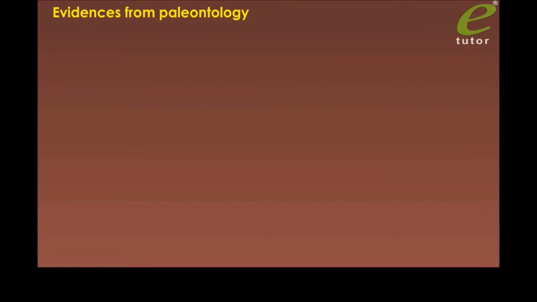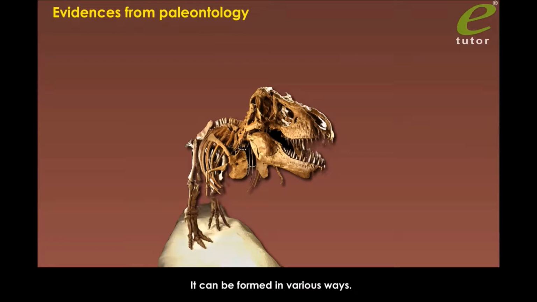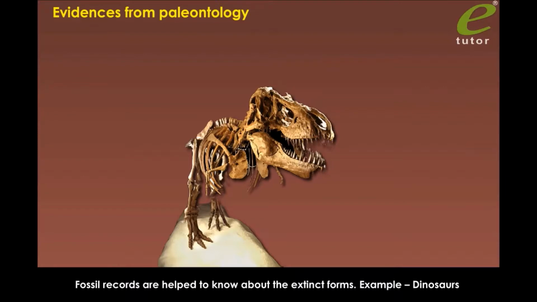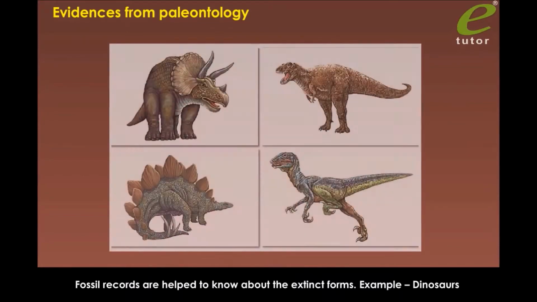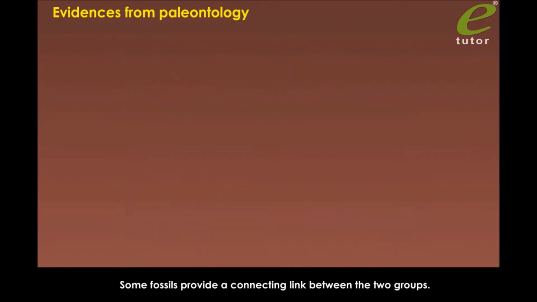Evidences from Paleontology. Study of fossils is known as paleontology. Fossils are preserved remains of plants and animals. They can be formed in various ways. Sometimes dead organisms get covered with sand or silt, which slows down the action of decomposers. Fossil records have helped to know about the extinct forms. Example, dinosaurs. Some fossils provide a connecting link between two groups.